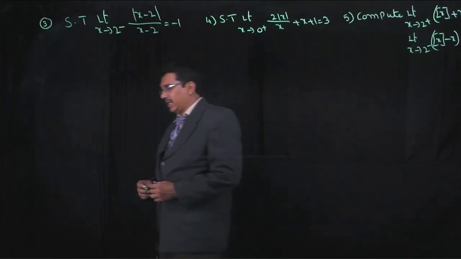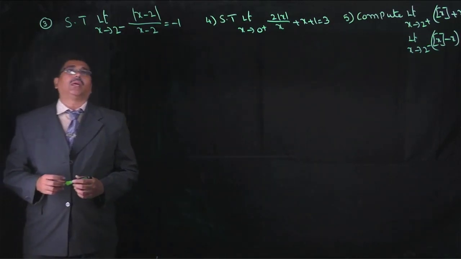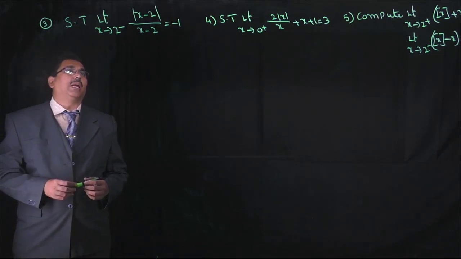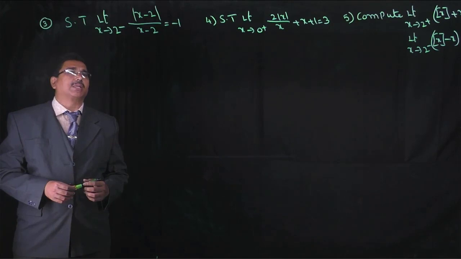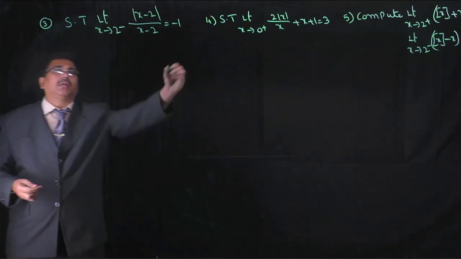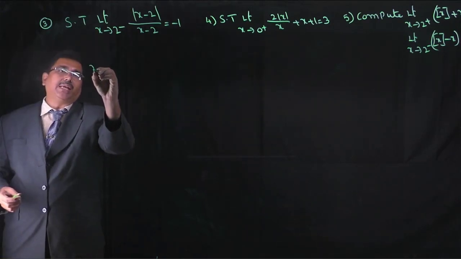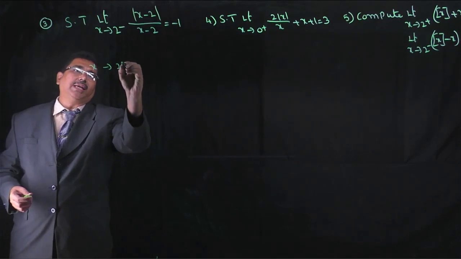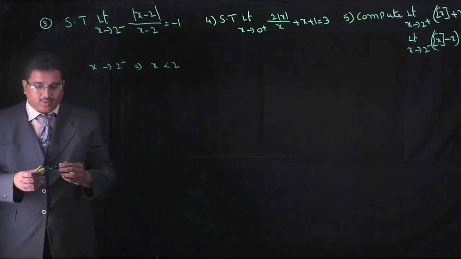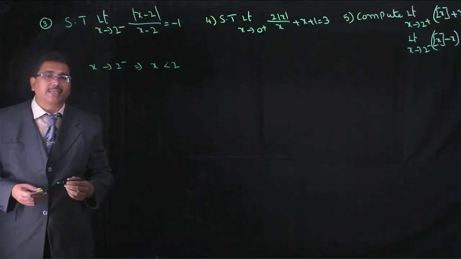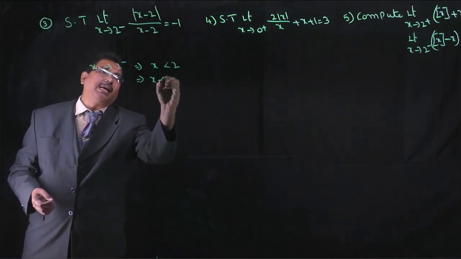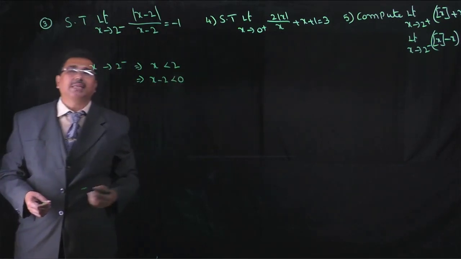Right, now let us see the next problem. Question number 3. Show that limit x tending to 2 minus of modulus of x minus 2 by x minus 2 is equal to minus 1. Here x tending to 2 minus implies x less than 2. That implies x minus 2 less than 0.